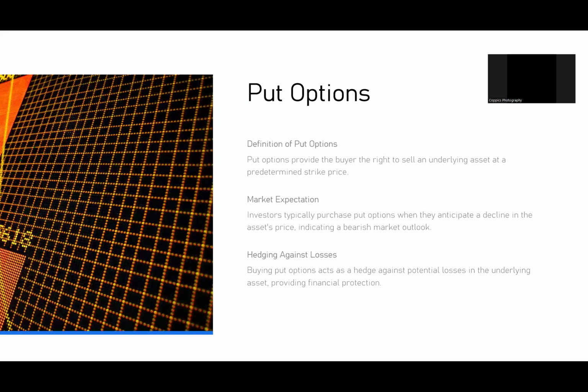So puts are the same way. It's just the opposite. Hey, I can buy a put to say I believe that this stock is going to go down from $50 to $40, so my strike will be $40. And if that thing drops to $10, now I have the option to sell this stock that I had the rights to at $40 to somebody else, a lot lower, and get the premium that way.